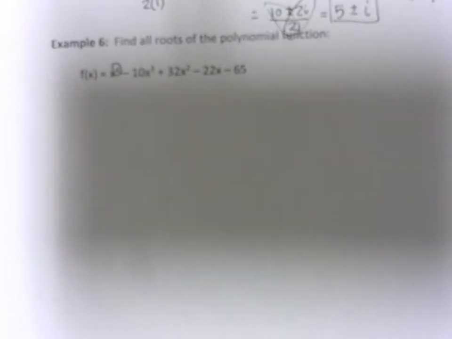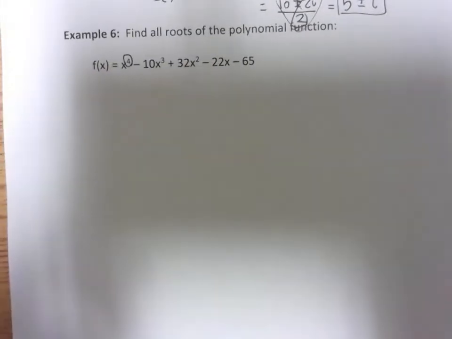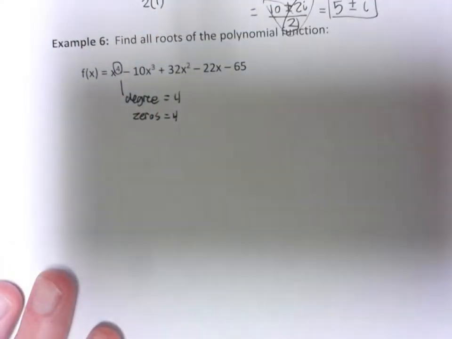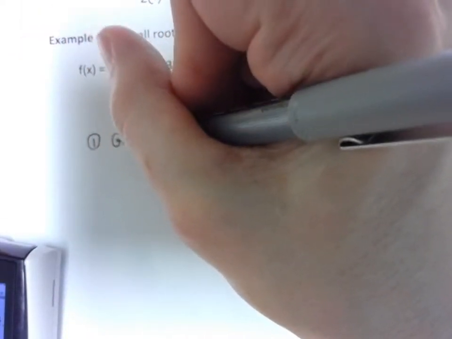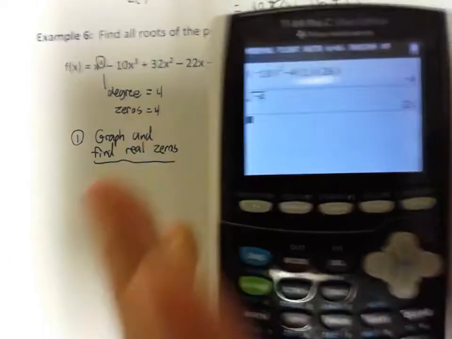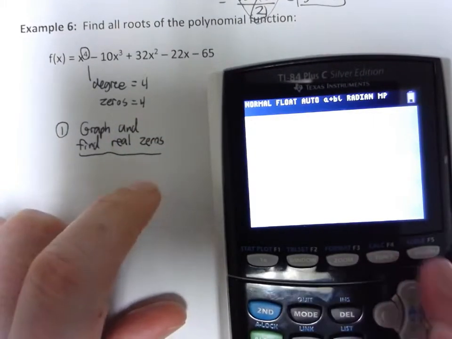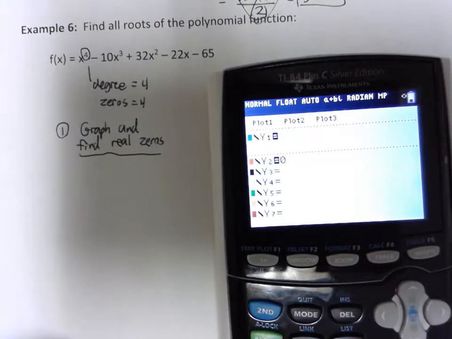As like before, we always want to go into our graph and find those first. So degree equals 4. We have 4 zeros, so let's go ahead and start by graphing. Okay, that should be second nature by this point. We've been doing this since pretty close to the first day of school for the semester. So let's go ahead and graph that.